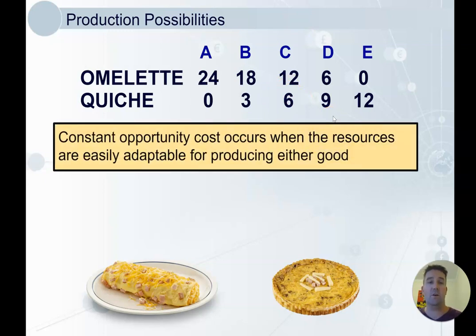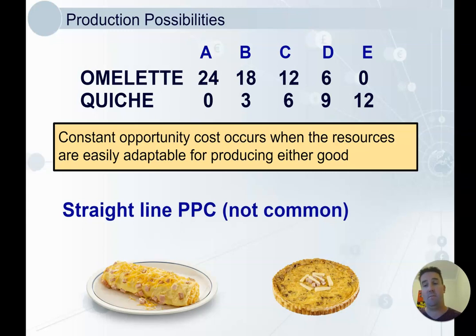Constant opportunity cost occurs when the resources are easily adaptable for producing either good. That's going to make our production possibilities curve just look a little bit different. It's going to be a straight line. If you plotted these points out to scale, you would see a perfect straight line. Now that's not common, so generally we're not going to use that, but we do need to be aware of it for the course.